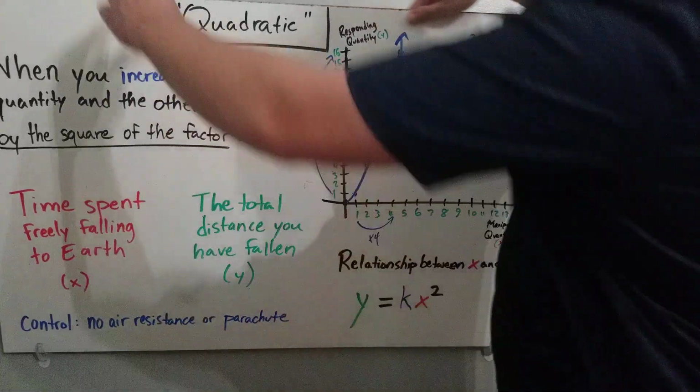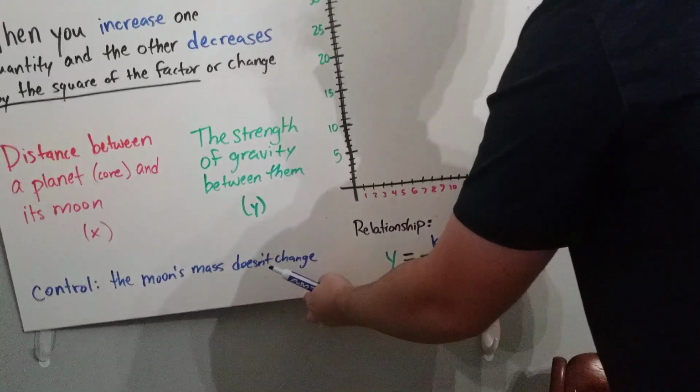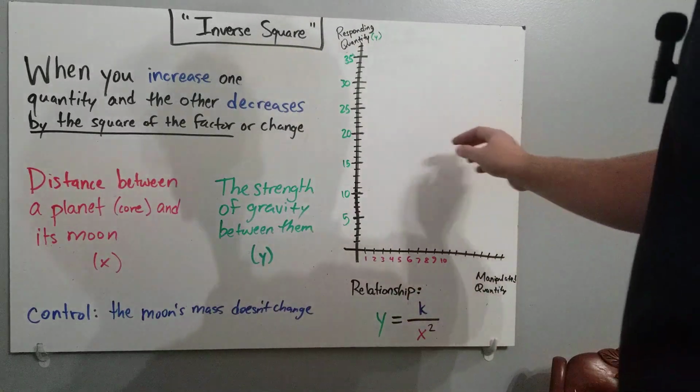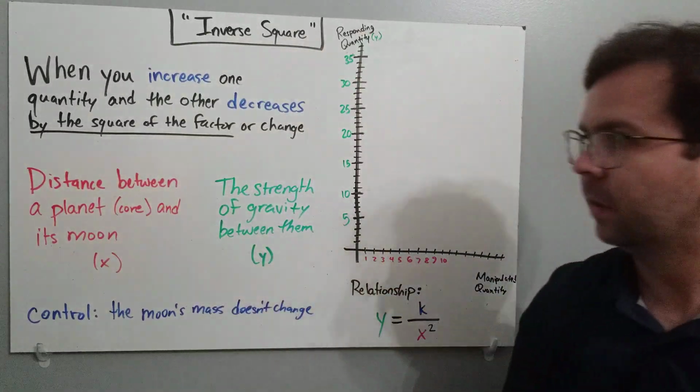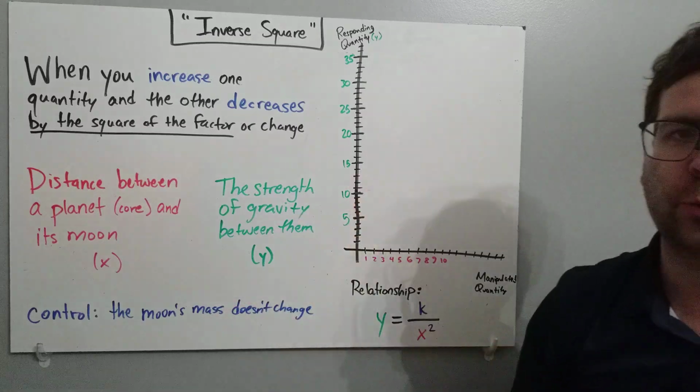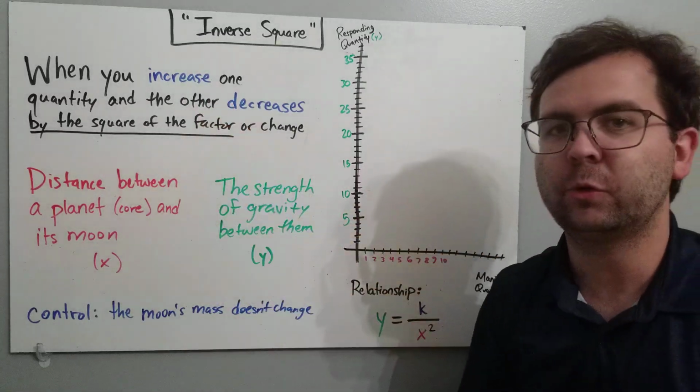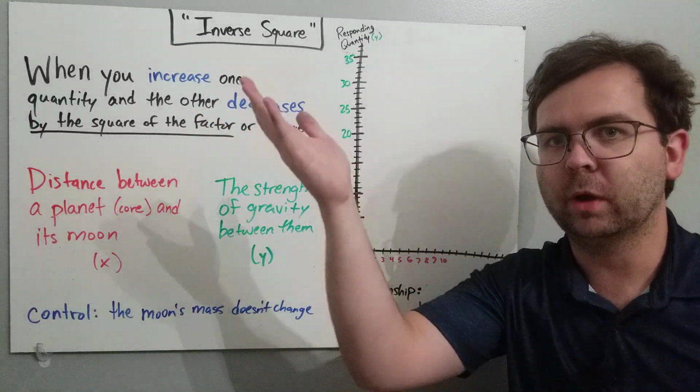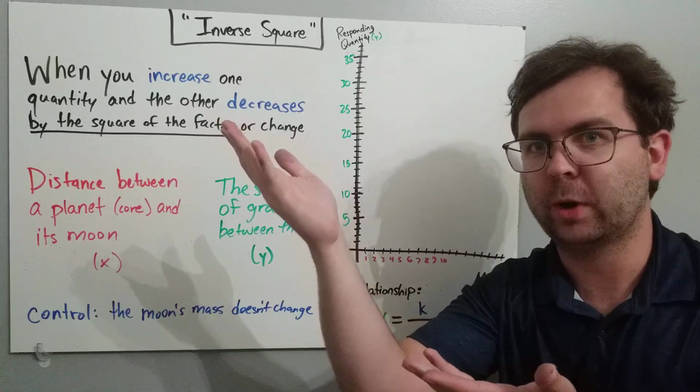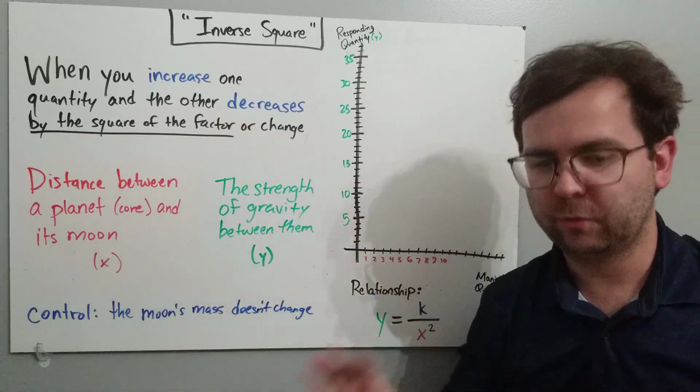All right, let's look at one last example in this video. That is inverse squared. It's very similar to the quadratic because it's like a quadratic, but it's backwards. And what I mean by that is, for an inverse square relationship, when you increase one quantity, the other one goes down by the square of that change. So it's inverse.